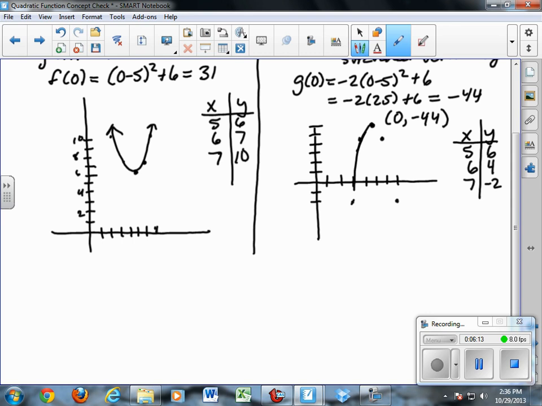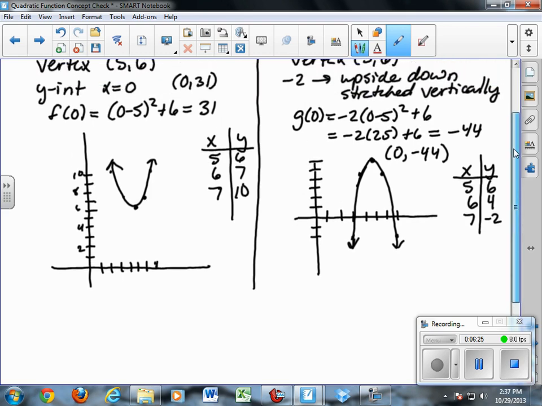Taller, it's upside down and it's skinnier than our other graph. Okay. Well, it's hard to know that it's skinnier because I made the tick marks a little different, but it is stretched in the y direction. So that is how you graph something that's in vertex form.